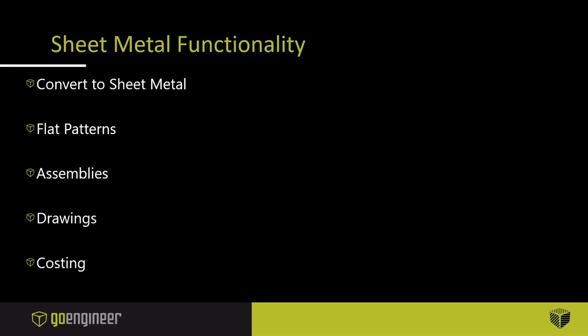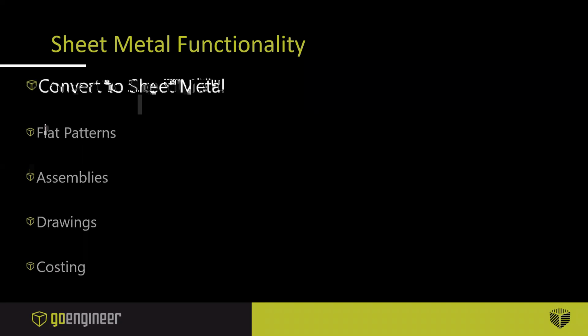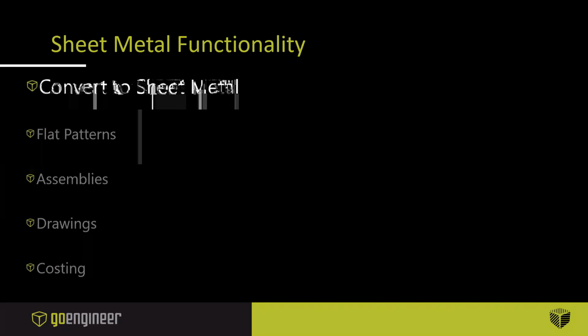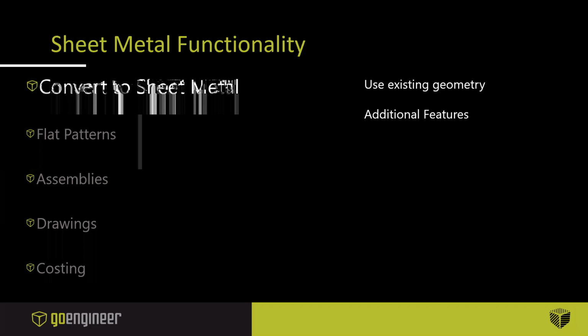Looking at the first topic, we're going to be looking at convert to sheet metal. This is a good tool to use if you're transitioning from just a normal solid model and you want to use that as a sheet metal part. You can use your existing geometry that you've already modeled normally to make that transition. That's one benefit of it. And then there are also additional features that essentially become unlocked once you access that sheet metal tab in SolidWorks. So let's go over to it.